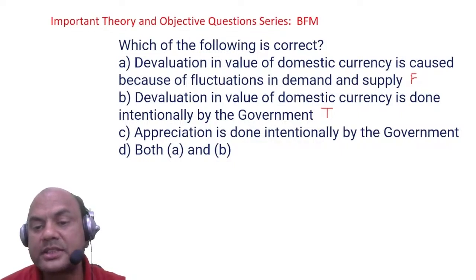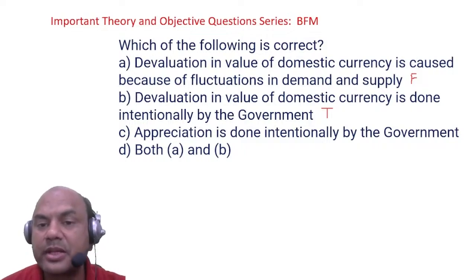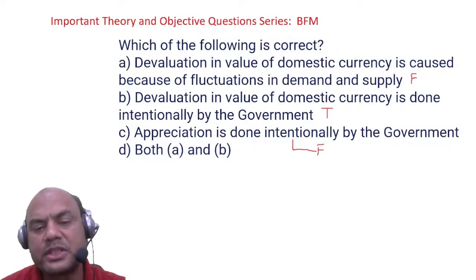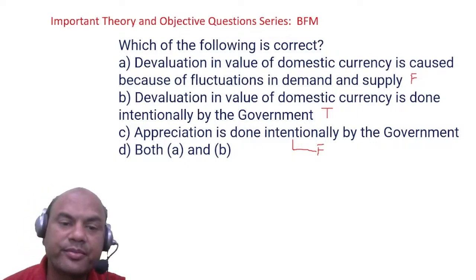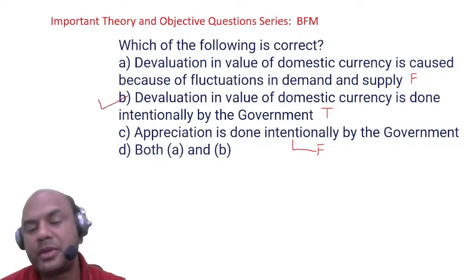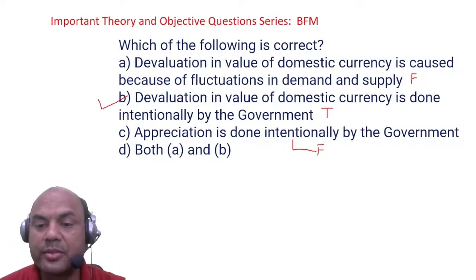Appreciation is done intentionally by the government. Appreciation is done by the market forces. So this is false. Both A and B, that is obviously false. Okay, so the answer is B, only B. Which of the following is correct? Only B is correct.